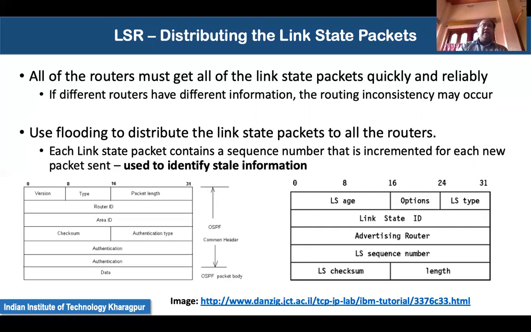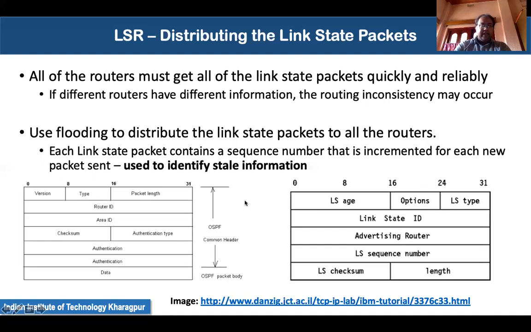Link state routing uses flooding to distribute the link state packets to all other routers. Each link state packet contains a sequence number that is incremented for each packet sent. It is used to identify the stale information.